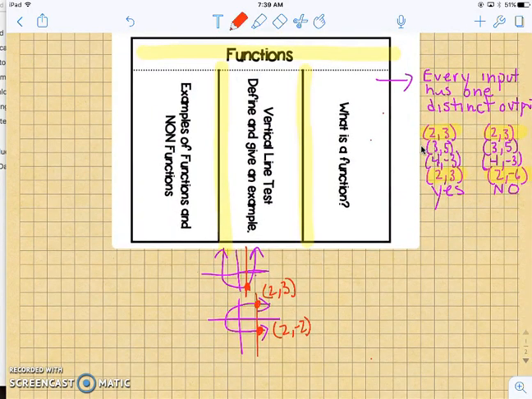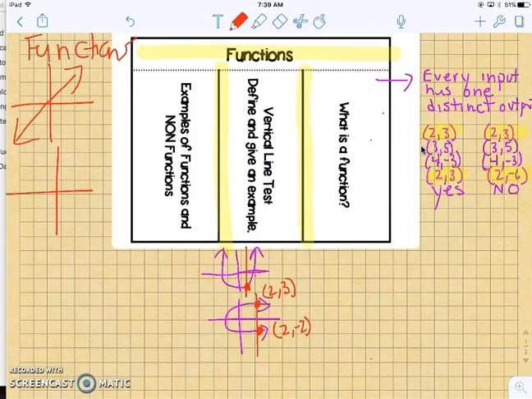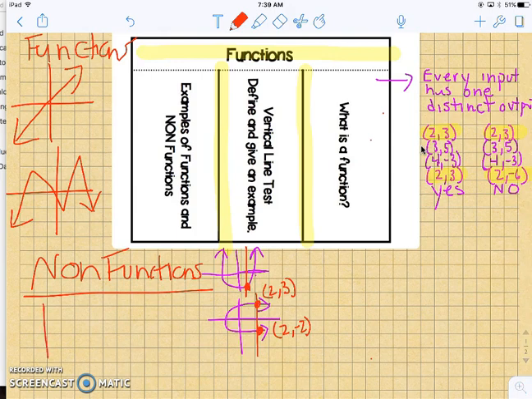So on this third flap, just some examples of functions and non-functions. You could graph some, so we could think of a couple functions here, and you could write these underneath. A line would be a function. We could have something like that as a function. And then some non-functions. We might have something that doesn't pass that vertical line test, like the letter S. You might have something like this. Again, it doesn't pass the vertical line test.